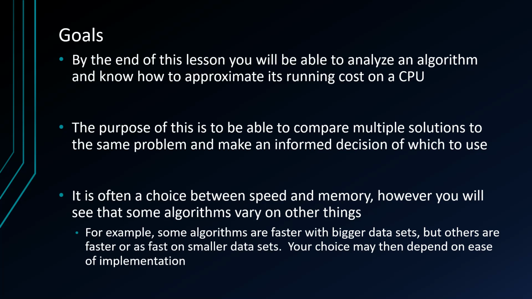So for example, some algorithms are really fast on big data sets. Others are really fast on small data sets. And sometimes they're even faster than those that are supposed to be quicker than them, because on small data sets, they can operate through the data a lot more efficiently. You're going to see a few examples of this. So your choice may then depend on ease of implementation. Sometimes the speed of something is not your priority. It all depends on what your priority in the organization that you're working in really adheres to.